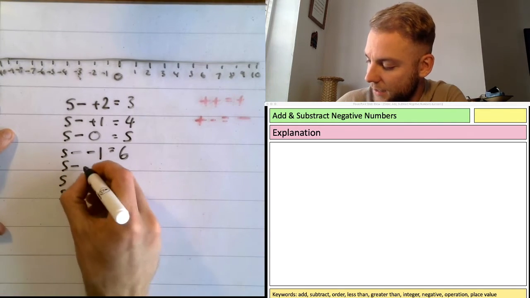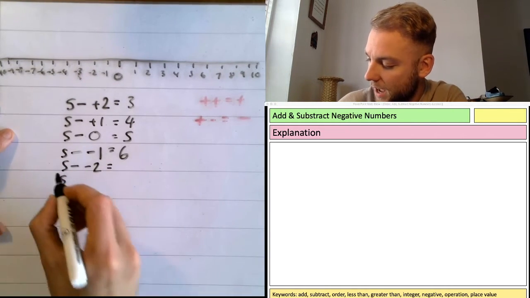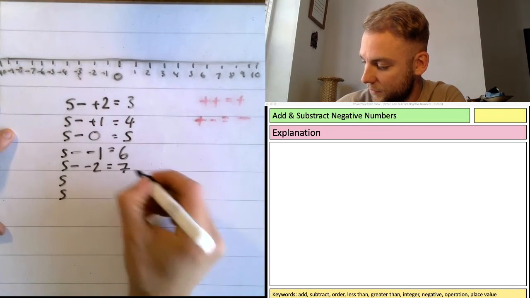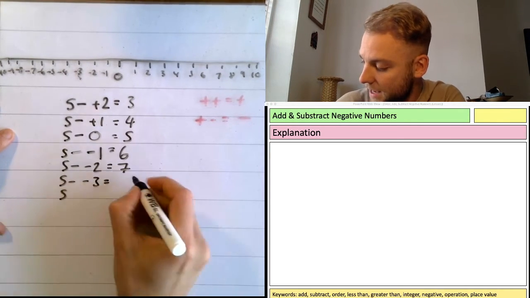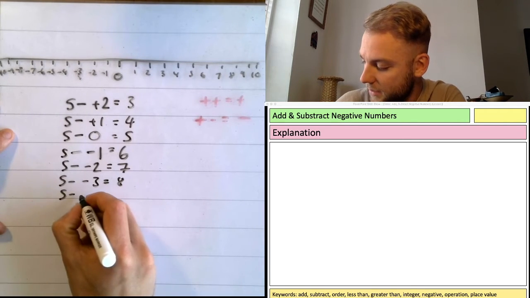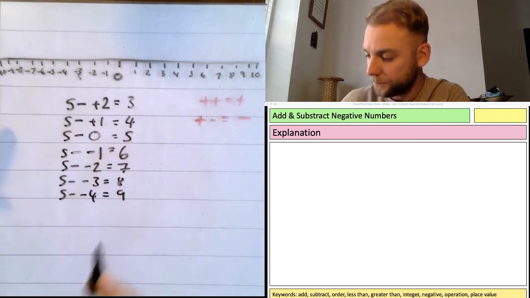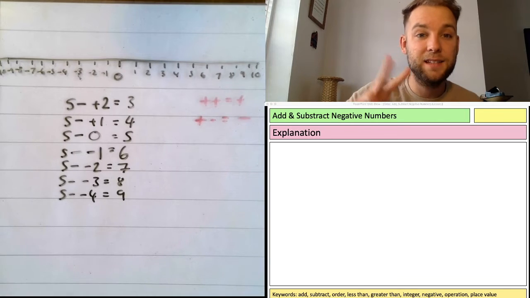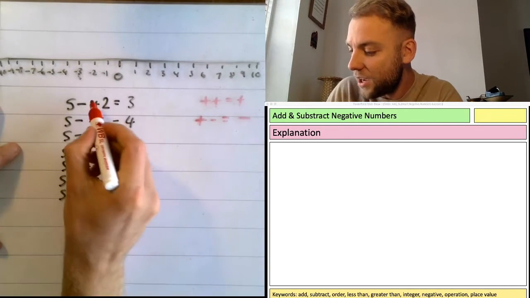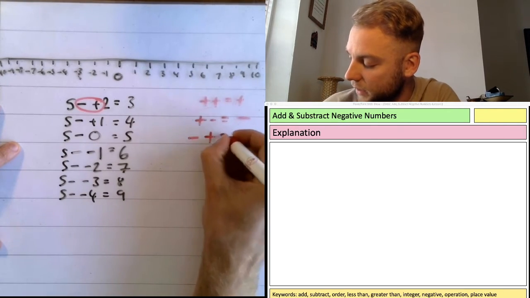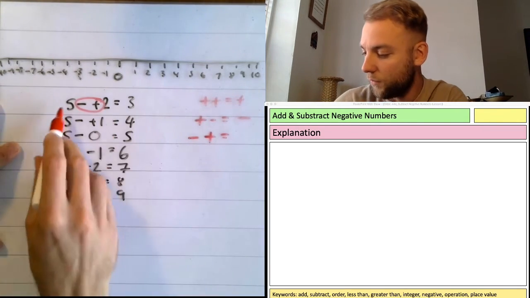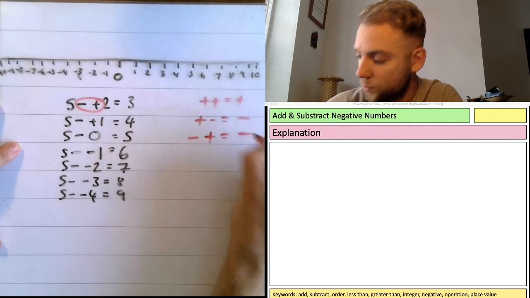So if I subtract negative 2, 5 minus minus 2 is going to be 7. 5 subtract negative 3 is equal to 8. 5 subtract negative 4 is equal to 9. So here we see the next two parts of our rules. If I subtract a positive, so subtracting a positive value, this is the same as, well, 5 take away 2 is 3, so that's the same as subtracting.